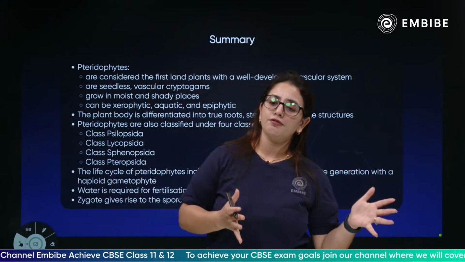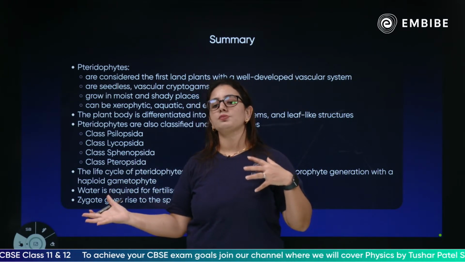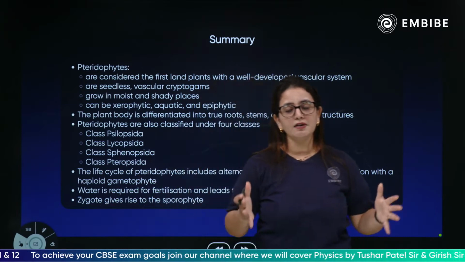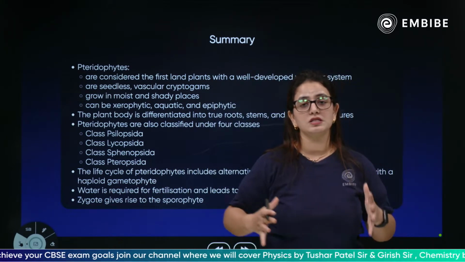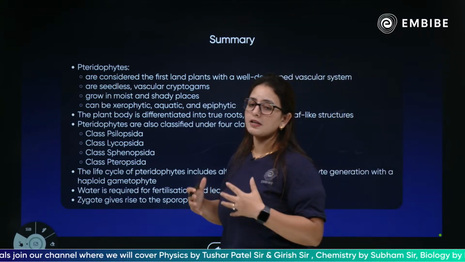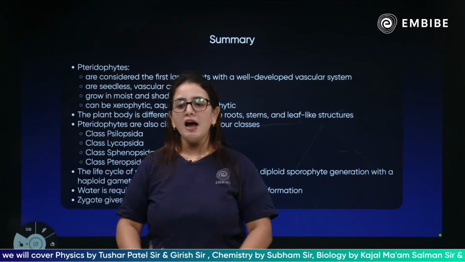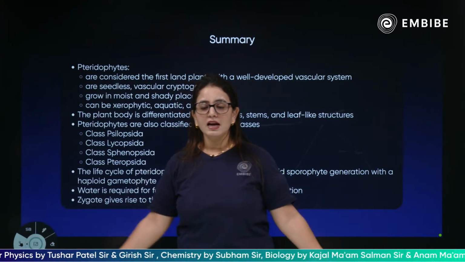They have a haploid phase, called the gametophytic phase, and a diploid phase, called the sporophytic phase. The dominant phase of the pteridophyte is of course the sporophyte. The zygote will give rise to a sporophyte. The sporophyte is what? A root, stem, leaf like structure. So, we have had this detailed discussion about the pteridophytes.